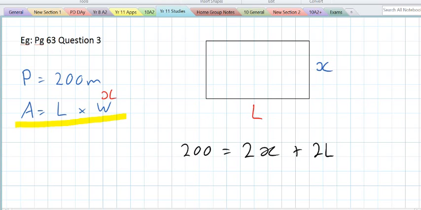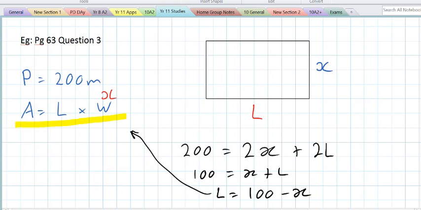So we're adding all the sides up. Okay. Take out a common factor of 2, we're left with 100 equals x plus L, and therefore L is equal to 100 take x. Now we can take that and substitute it into our equation up here.